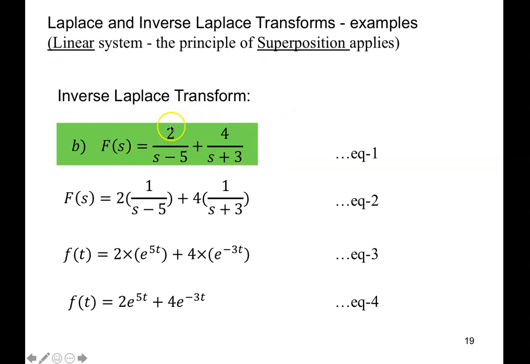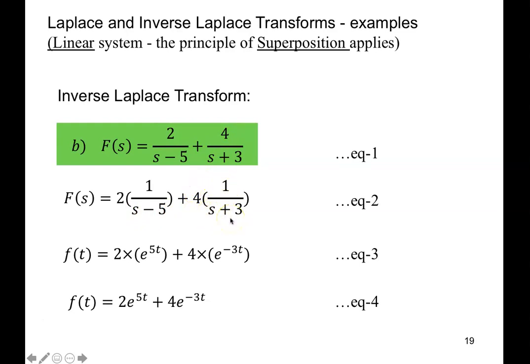Here I have an example. F(s) equals 2 over s plus 5, plus 4 over s plus 3. I want to find the inverse Laplace transform, i.e. the time domain representation of the same signal. Remember, F(s) is the frequency domain representation, f(t) is the time domain. To do that, I'm going to reformat it into forms I'm familiar with, taking the 2 and the 4 to the front. So it becomes 2 times 1 over s minus (minus 5), plus 4 times 1 over s plus 3.